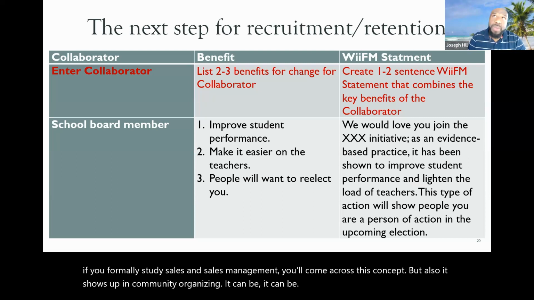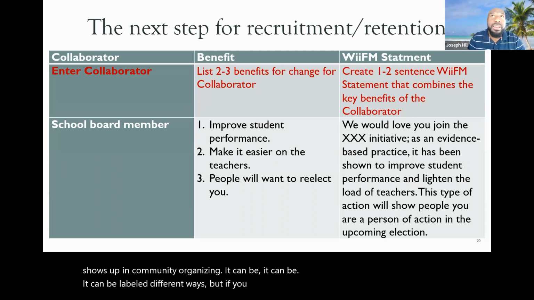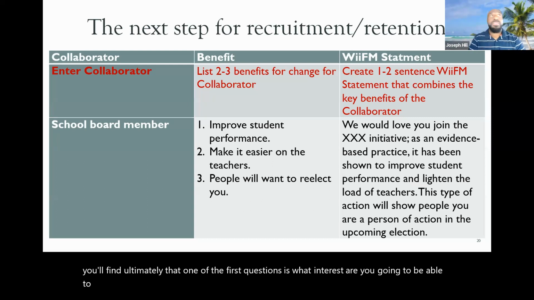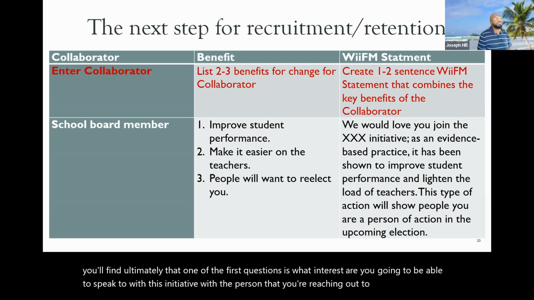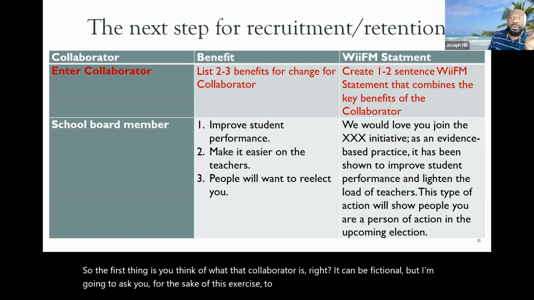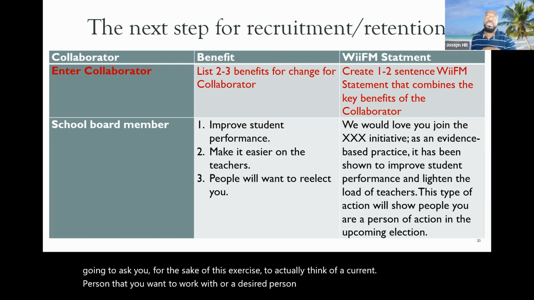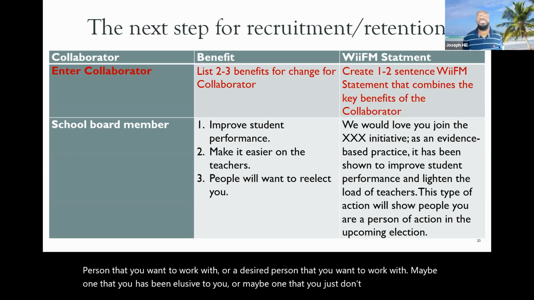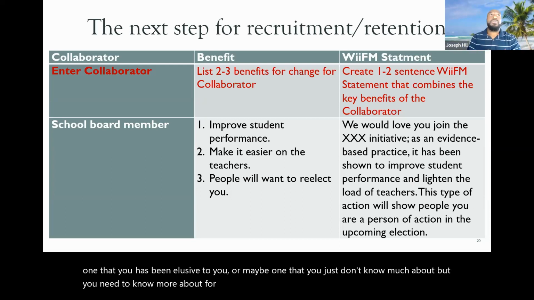It can be labeled different ways, but if you formally study community organizing, you'll find ultimately that one of the first questions is what interest are you going to be able to speak to with this initiative, with the person that you're reaching out to, right? So the first thing is you think of what that collaborator is. It can be fictional, but for the sake of this exercise, I'm going to ask you to actually think of a current person that you want to work with or a desired person that you want to work with. Maybe one that has been elusive to you, or maybe one that you just don't know much about, but you need to know more about for your project to be successful.